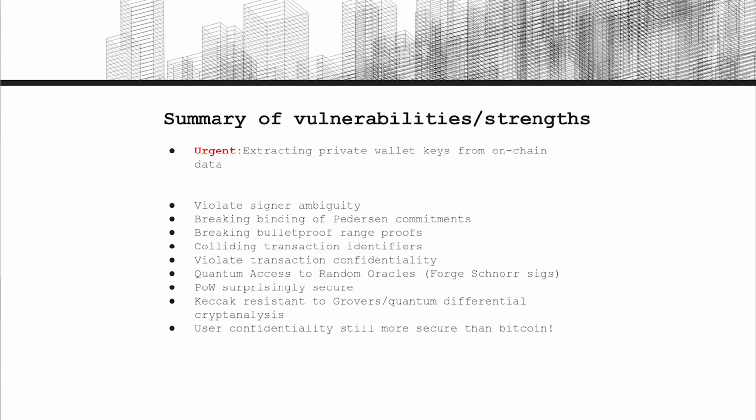I shouldn't say urgent because it's probably a bit further in the future, but out of all the things, of course, the main thing is it's possible to extract private wallet keys from on-chain data. A couple of other things that it would possibly be able to do: violate signer ambiguity, break binding Pedersen commitments, break Bulletproof range proofs, collide transaction identifiers. But it basically breaks a lot of stuff.